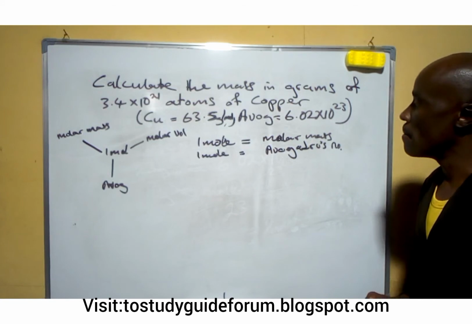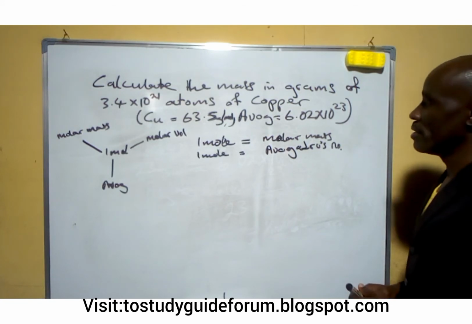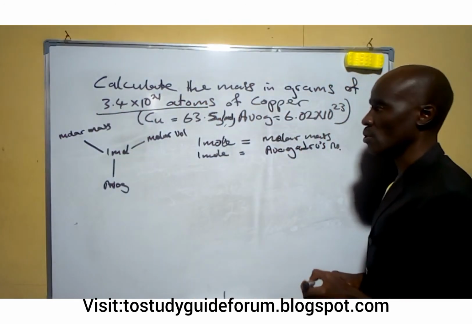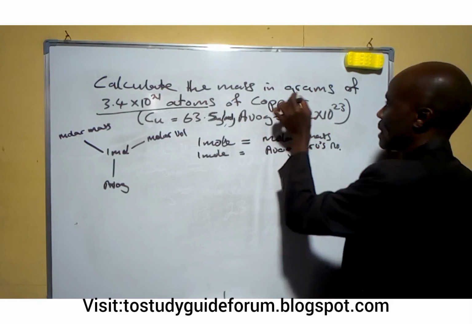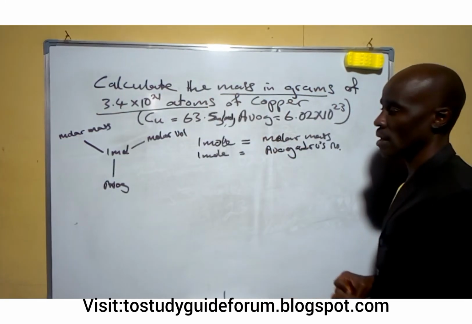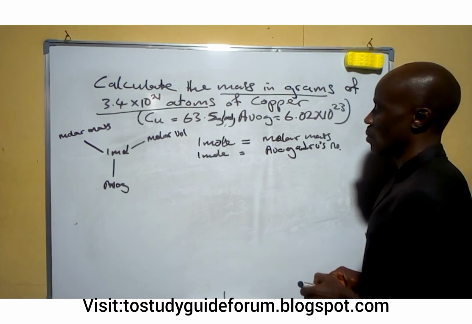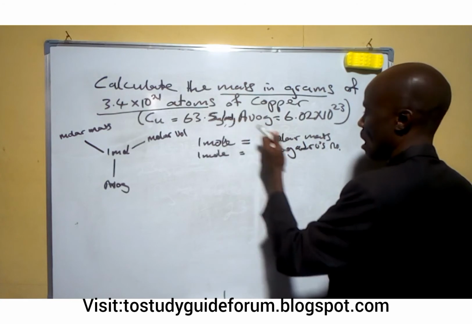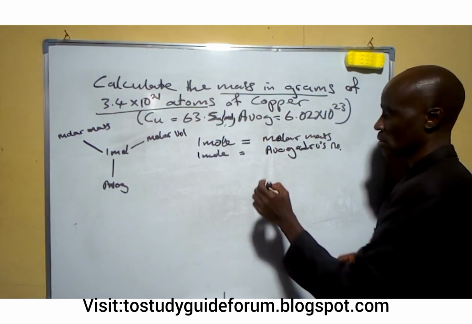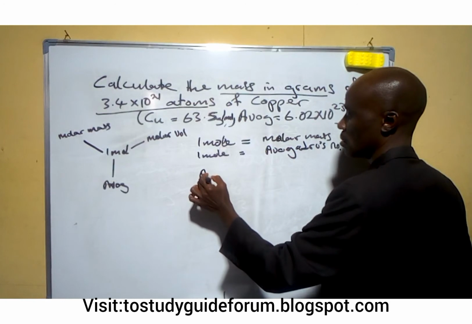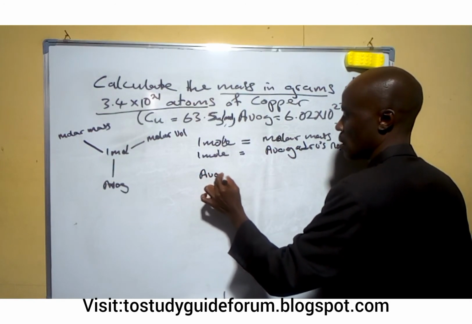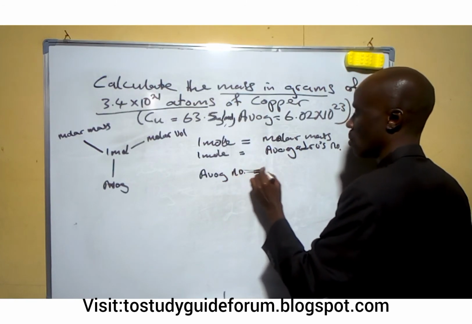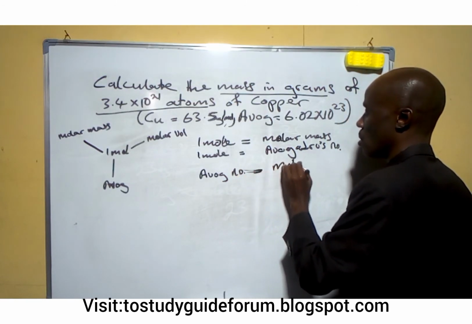So now we are given the number of atoms. This is our number of atoms given to us, and we're looking for the mass in grams. Since 1 mole is this, that means the molar mass and Avogadro's number have something in common. That is to say that Avogadro's number is equal to what? Molar mass.